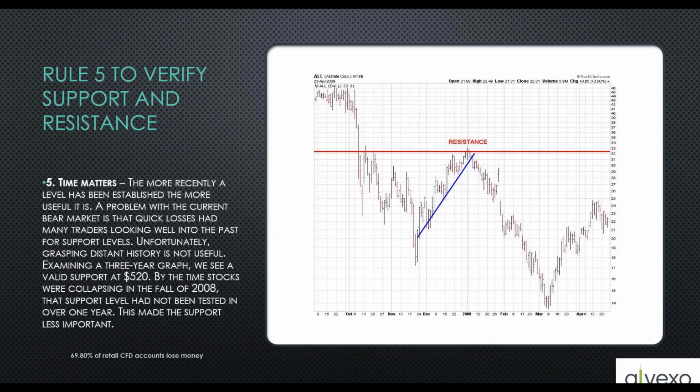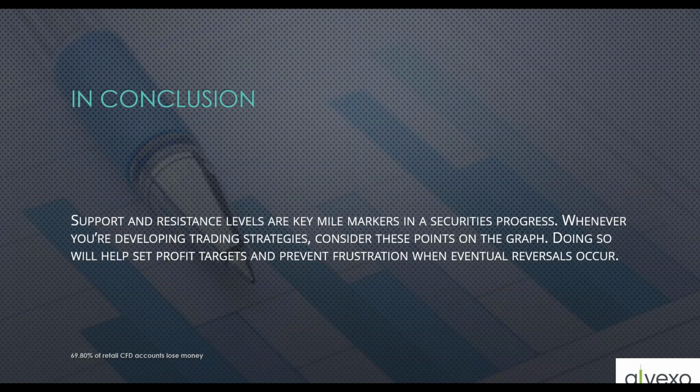And then time matters. Of course, a price that was critically important 3 years ago may not be as important as it is today. And that's why I said I go back and change my colored lines. So support and resistance levels are key mile markers in an asset's progress. Whether you're developing trading strategies considering these points on a graph, doing so will help you set profit targets, prevent frustration, and will help you spot reversals or retracements.